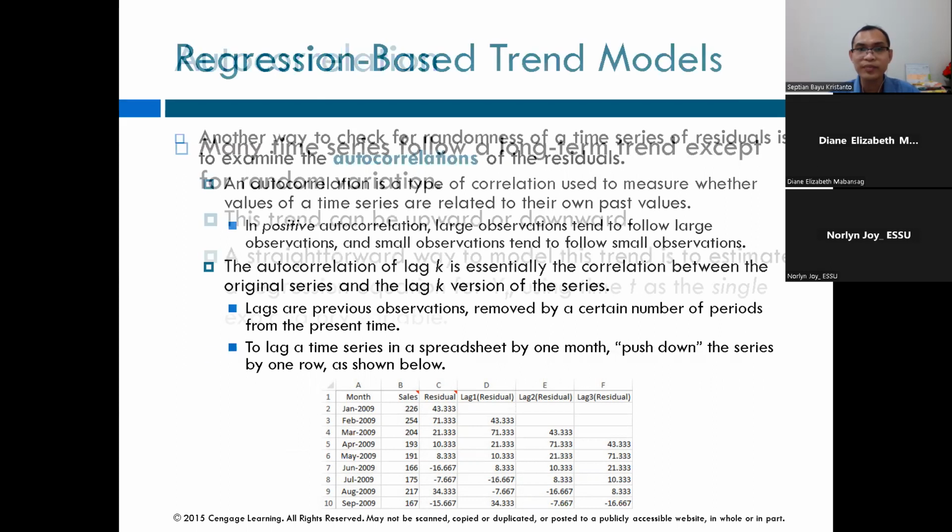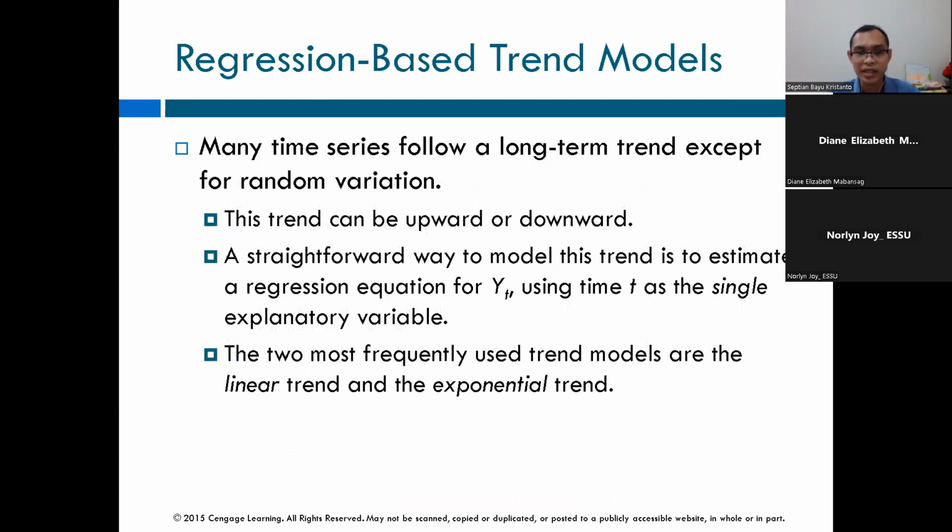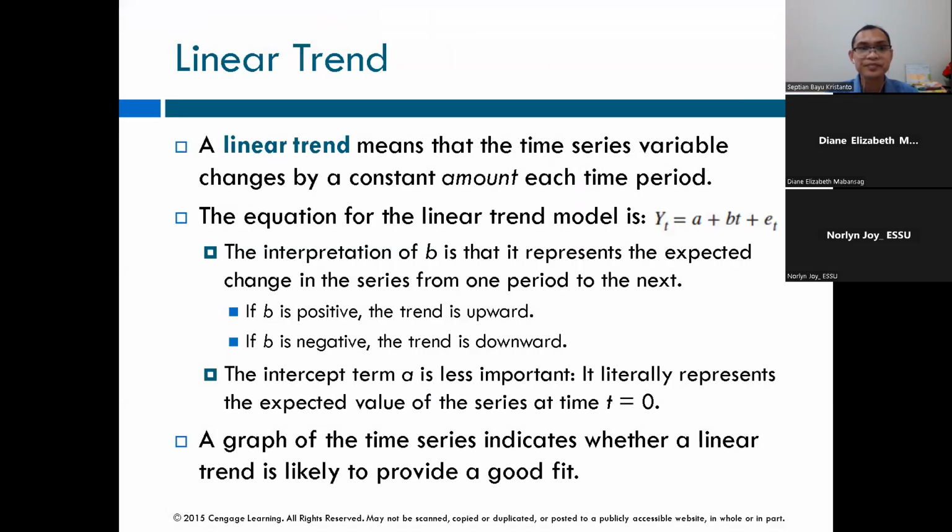There is a basic function or basic rule in the regression. So the regression is based on the trend model. It could be upward or downward, but using exponential data or more than one explanatory variable, it could be used for predictions. The common trend of the regression analysis is a linear trend. That means that the time series variable is changing by a constant amount in each time period.